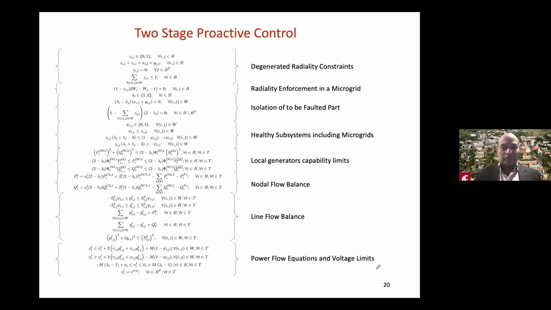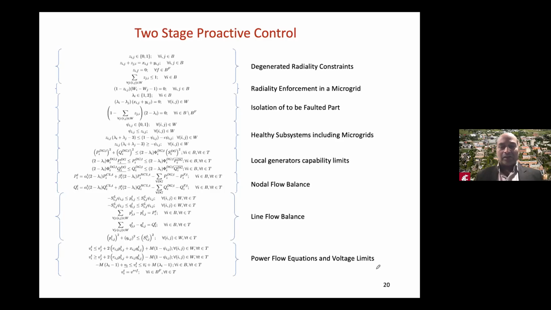So you have to formulate that, and there will be an objective we already know: maximize the critical load and non-critical load with a certain weighting factor. And then you can think about multiple different constraints. These are radiality constraint, radiality enforcement in microgrid, isolation of the faulted part, because of course we don't want any faulted part to be part of the system. And then we want to keep the healthy subsystem, including microgrid, within the system to maximize the power there.